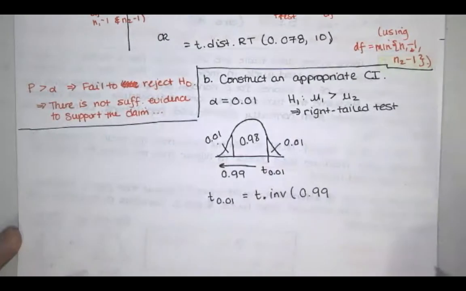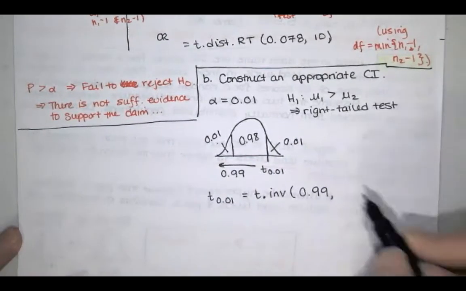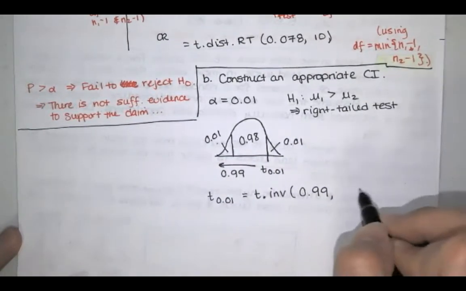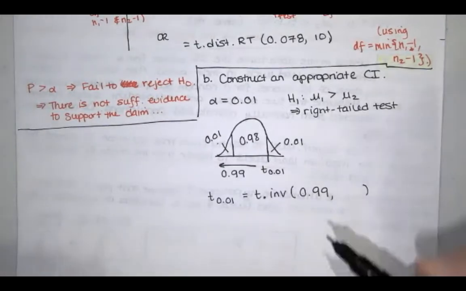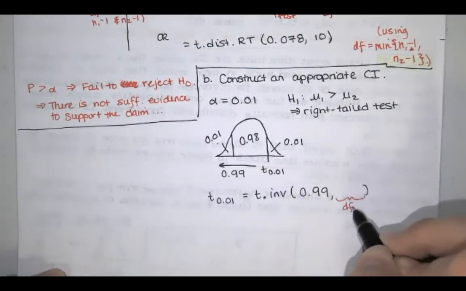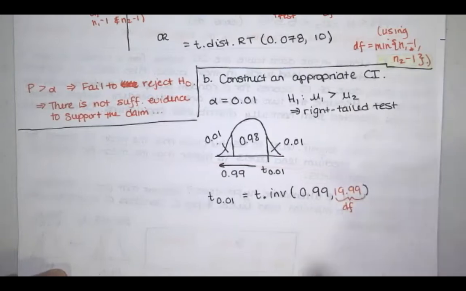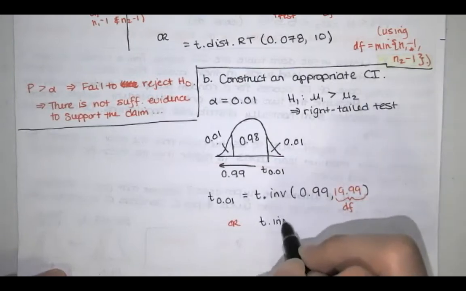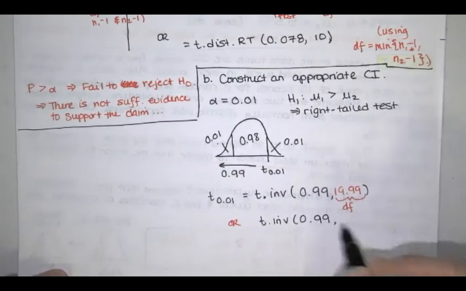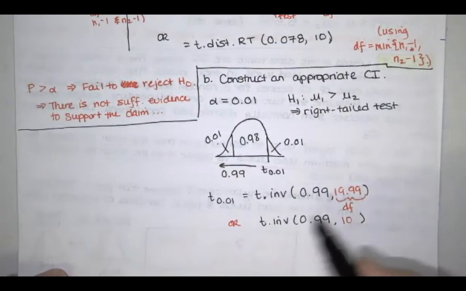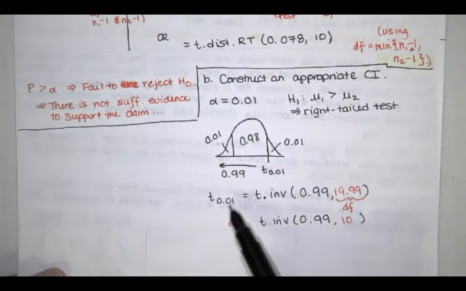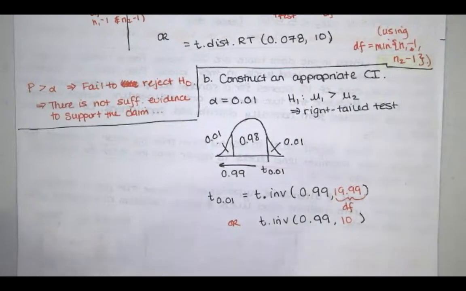So that's the area to the left of 0.99, and then the number of degrees of freedom. We can either use the exact degrees of freedom, which was about 19.99, or we can use that conservative estimate of our number of degrees of freedom, which was the minimum of n sub 1 minus 1 and n sub 2 minus 1, which was 10. And we'll get two different values for that test statistic t.